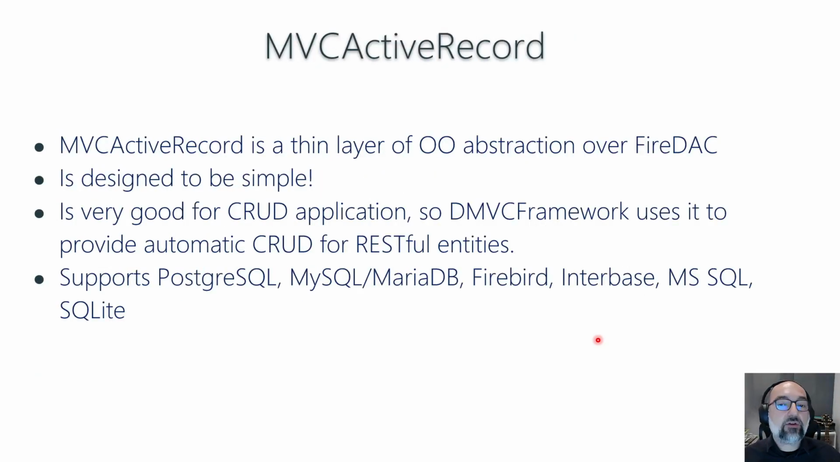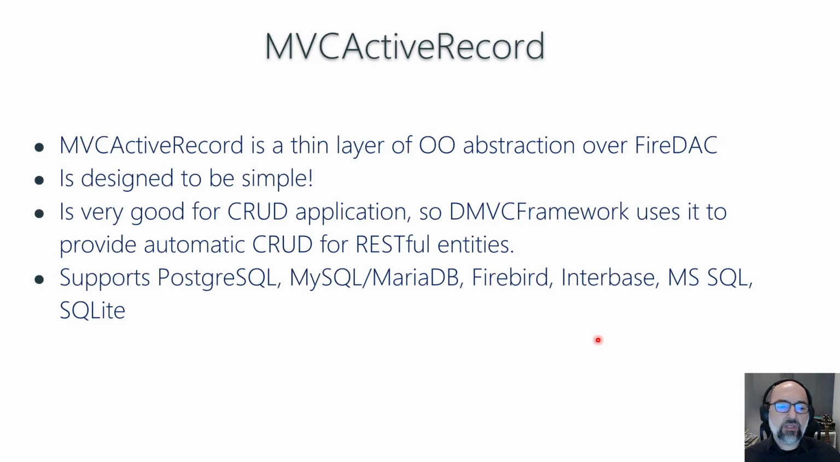This MVC ActiveRecord is an implementation of the active record design pattern and is a thin layer of object-oriented abstraction over FireDAC. It is designed to be simple, just like all the DMVC framework libraries. And it's very good for CRUD applications. So the MVC framework uses it to provide automatic CRUD for RESTful entities. There is a specialized controller which automatically takes an entity and exposes it as an API, which is really, really powerful and can save you days of work.